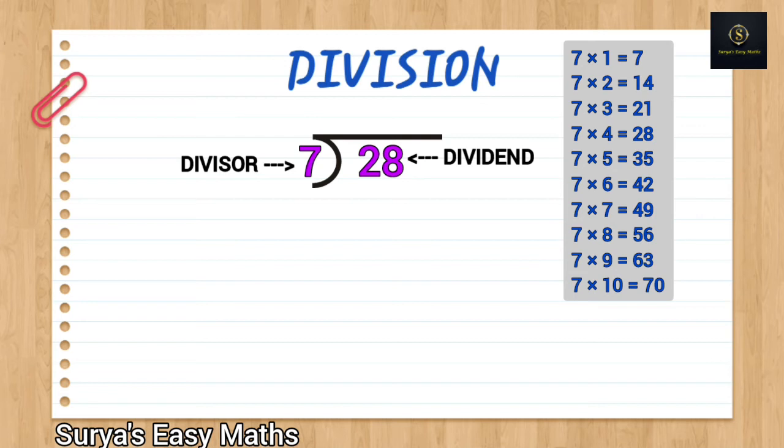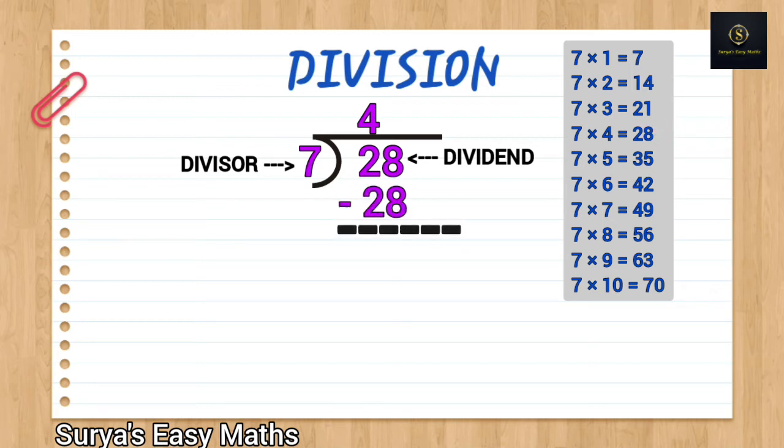Yes. Recall the table of 7. 7 ones are 7, 7 twos are 14, 7 threes are 21, 7 fours are 28. So 28 comes when in the table of 7? Yes, 4 times. So 7 fours are 28. So we write 4 above the line and 28 under 28.